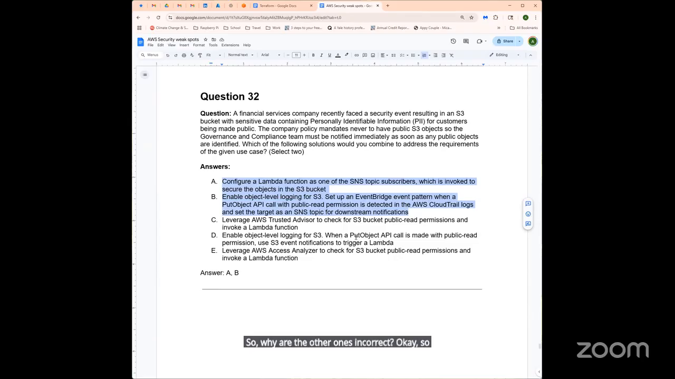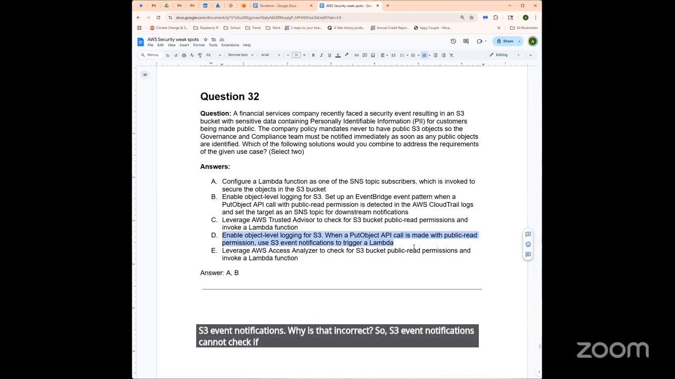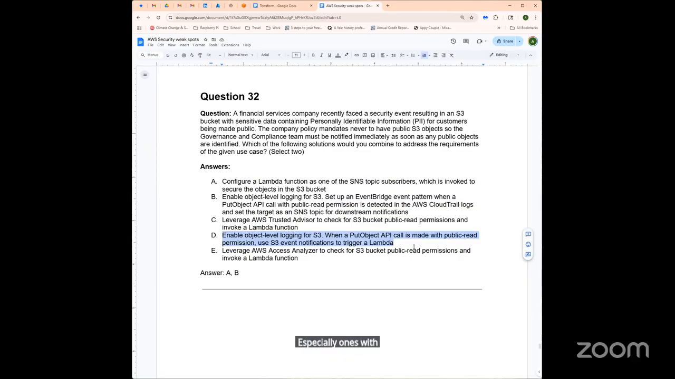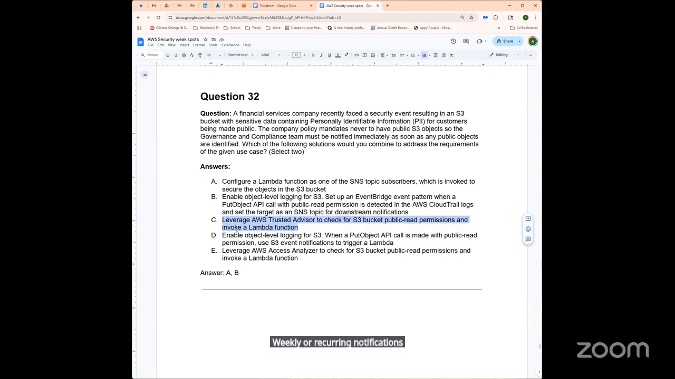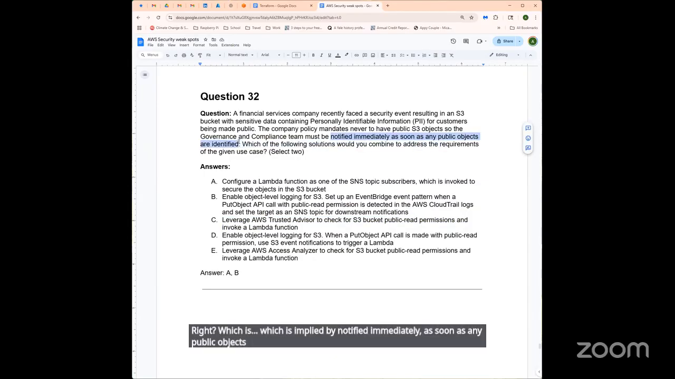Okay, so let's go through them. S3 event notifications. Why is that incorrect? S3 event notifications cannot check if API calls are made, especially ones with public read permissions. It's just not possible. Okay, so Trusted Advisor. Why is that incorrect? Trusted Advisor only provides weekly or recurring notifications. This is not real-time detection, which is implied by "notified immediately as soon as any public objects are identified."